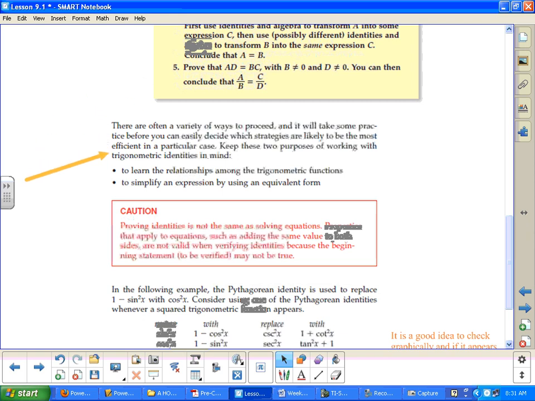Now, one of the things is there's often a variety of ways to proceed. And it takes lots of practice to do this. That's why we're going to be doing a lot of these in the next few days. And so you have to be patient with this. And if you start going one direction and it doesn't seem to be working, then start another.